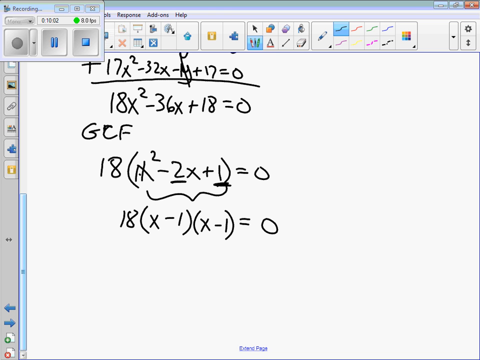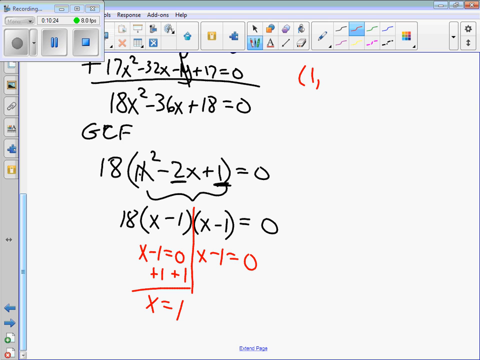Take these factors and set them equal to 0. 18 can set equal to 0, only the factors with variables you set equal to 0. They're the exact same factors, so it really doesn't matter. You don't have to set them both equal to 0. So the x term is going to be 1. So if my x is 1, now we got to figure out how to get y.